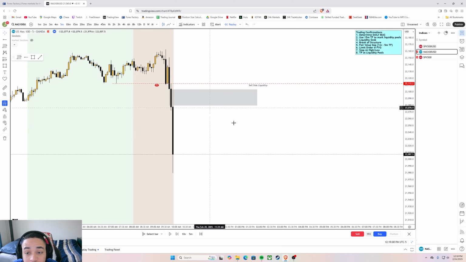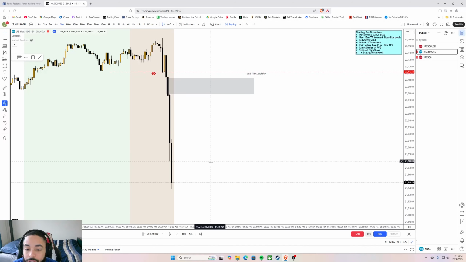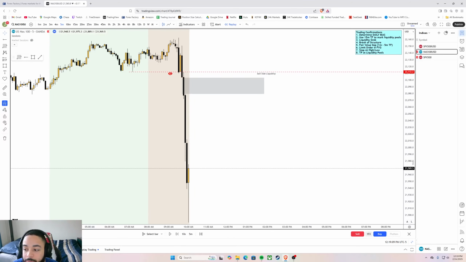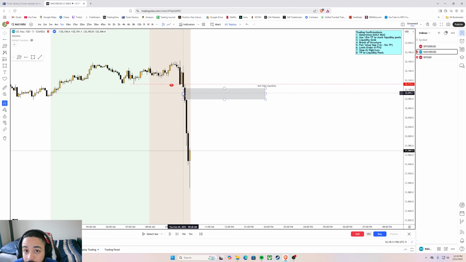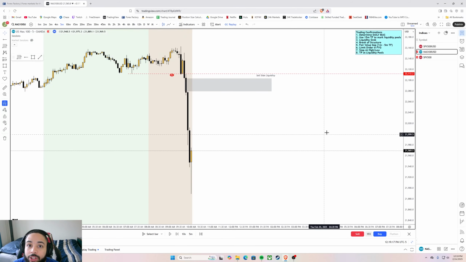So these are things that you can mark as you're watching price to see if it's going to deliver you a setup. So we're literally just seeing bearish candle after bearish candle. So pretty much price went all the way down. But the reason why we didn't chase price and take a sell is because we are bullish on price.